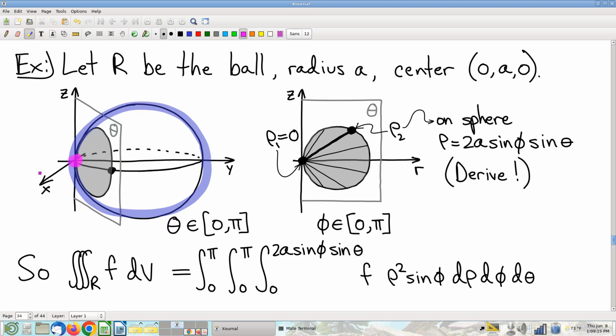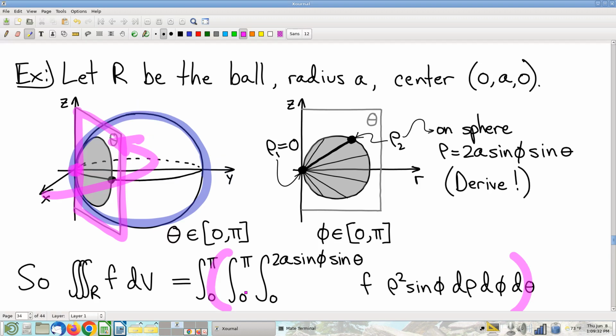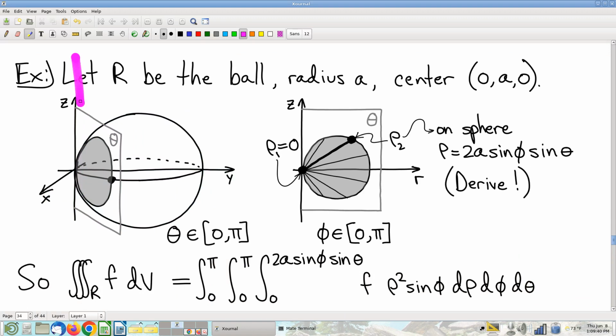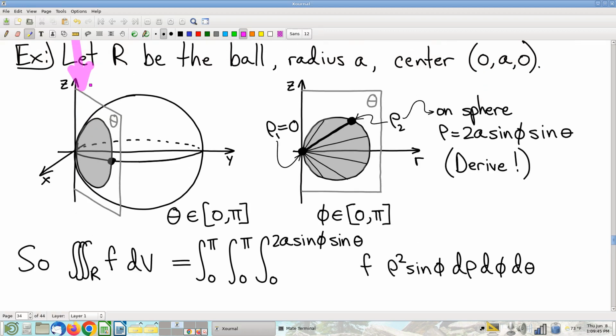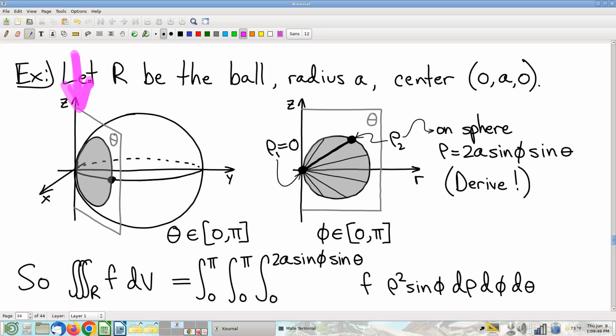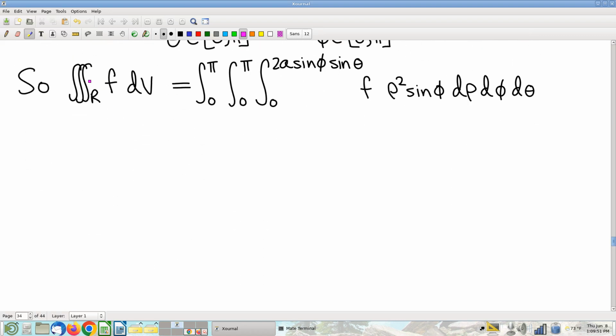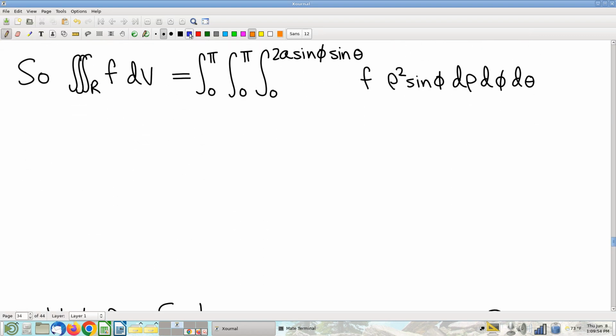So I claim that my theta slices only go from 0 to pi. You just have to see that from the geometry of the picture. If you're having trouble with this geometry, one thing you could do is try to see this as seen from above. Imagine looking down from up there. Let's see if I have any space. Yeah, okay. I'm going to try to redraw this picture as seen from above, and it would look something like this.